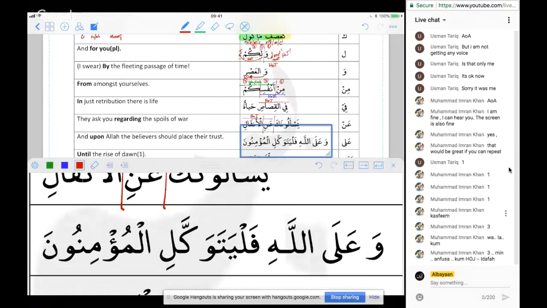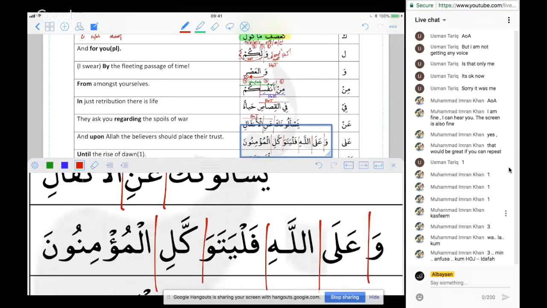Usually when you give a longer script to students, they get a bit nervous because it's such a long script. But if you just look at it closely, you'll find it. It's not difficult. So just segment the words out. This is wa, and this is ala. This is Allahi. This is fal yatawakkal. This is kulli, and so on.